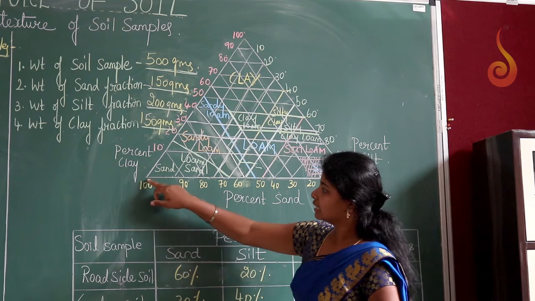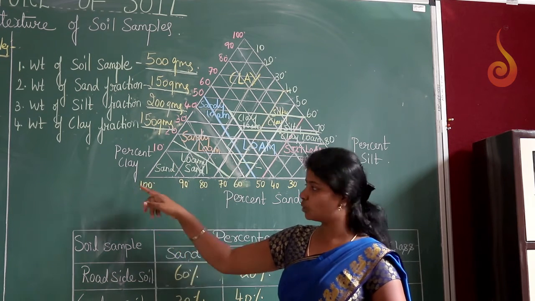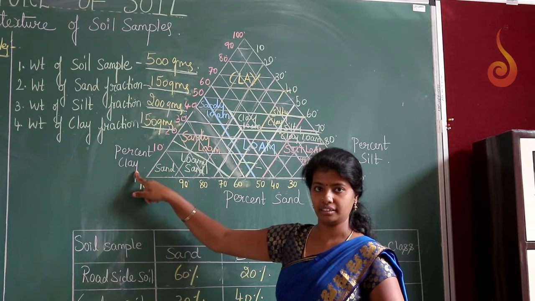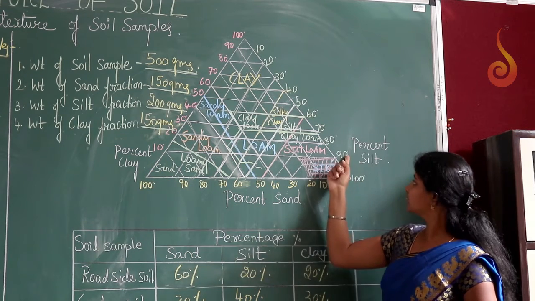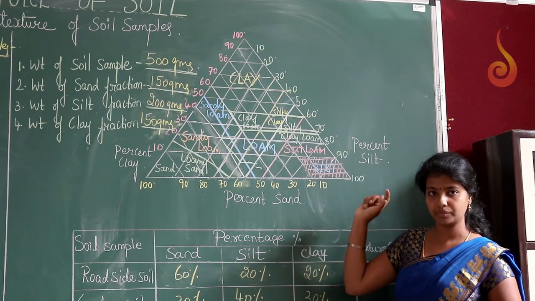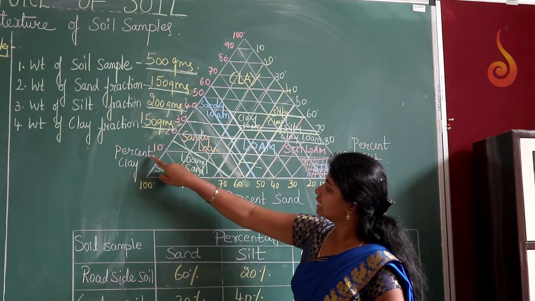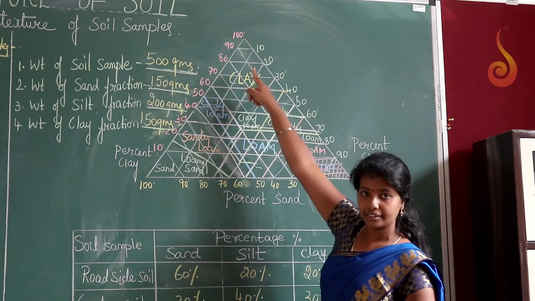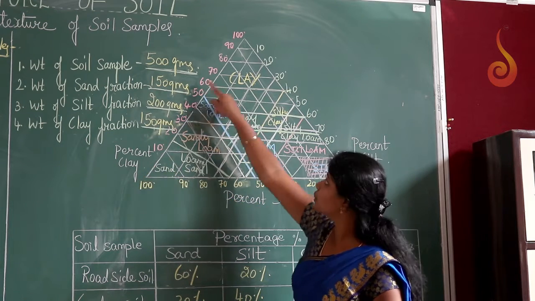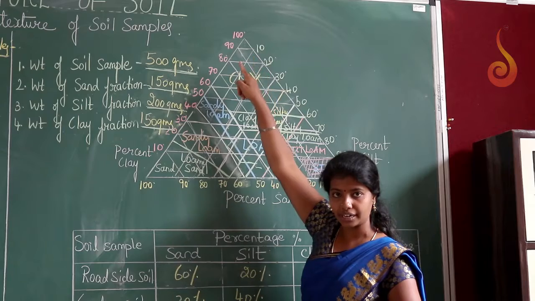Then the line towards the right side represents the percentage of clay, and the line towards the left represents the percentage of silt. The same values range from 10 to 100. The percentage of clay goes from down to up, that is, from the base of the triangle to the apex of the triangle.